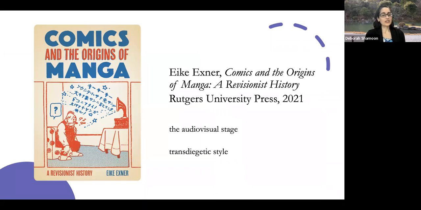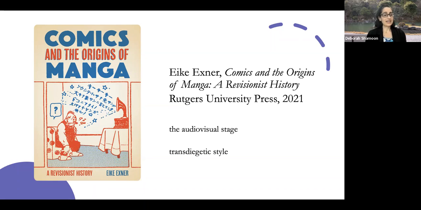By looking at these cartoons or comic strips, we can see the development of manga as a modern hybrid medium, as well as the influence of American comics and the centrality of the comic strip. Sequential narrative, or dividing a story into multiple images, usually divided by frames, is one of the central features of modern comics. The other is the combination of text and image to create what Ike Echner calls the audiovisual stage.